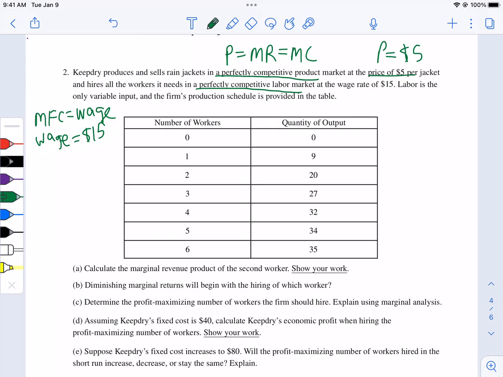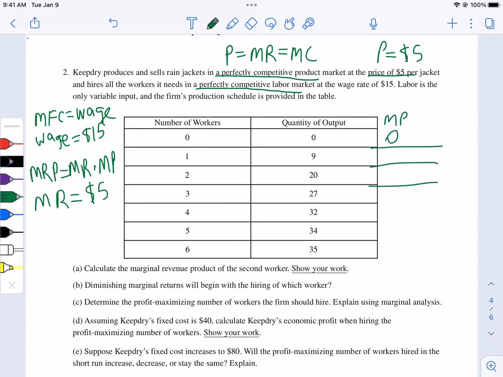Question A. Calculate the marginal revenue product of the second worker. Well, marginal revenue product, that formula is marginal revenue times the marginal product. Now, what's your marginal revenue? Price equals MR because it's perfect competition. So your marginal revenue is equal to 5 because that's what your price is equal to. Now your marginal product. Do you know your marginal product? No. But you do have your product, so now you need to find the marginal product.